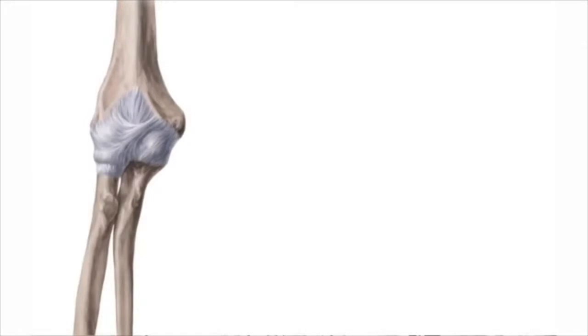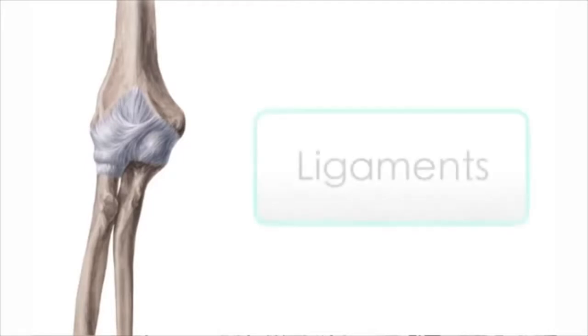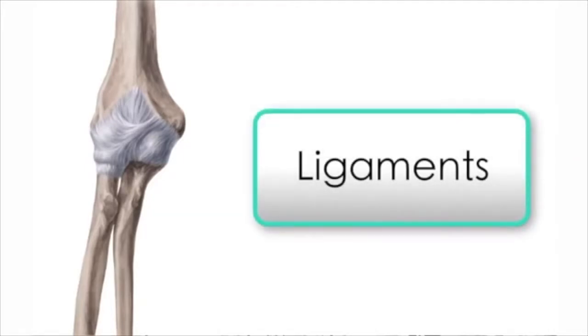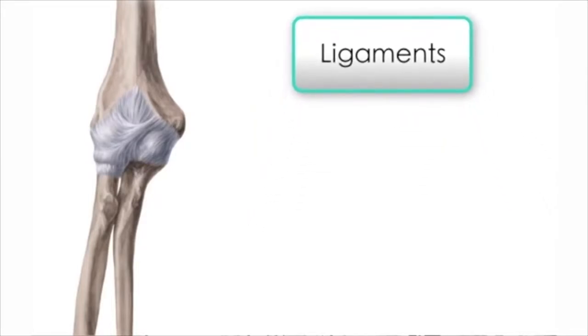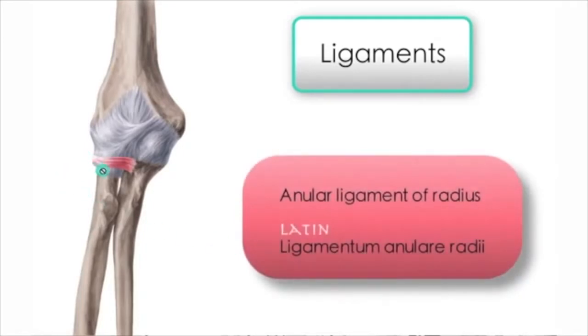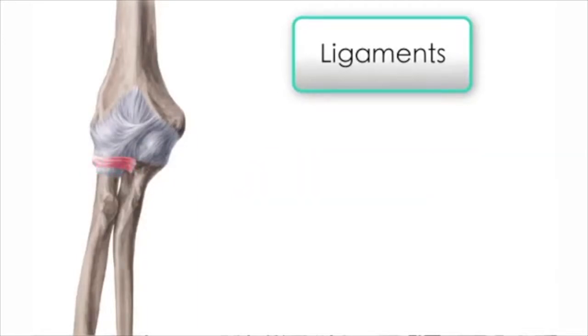Now we're going to talk about very important structures that help stabilize the elbow joint, and these are the ligaments. And there are 3 ligaments that we need to briefly go over in this tutorial. The first one I already discussed and mentioned a little bit about. This was the annular ligament. And as you can see here, the annular ligament is surrounding the head of the radius and attaches on the ulna on both sides.